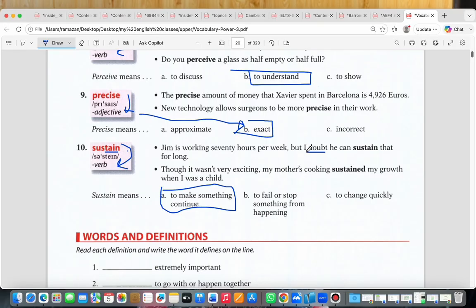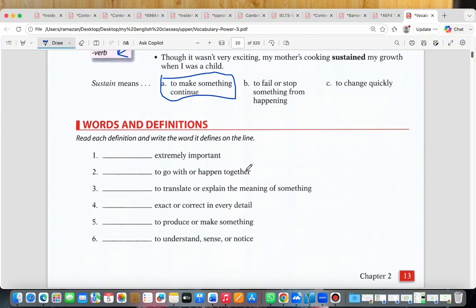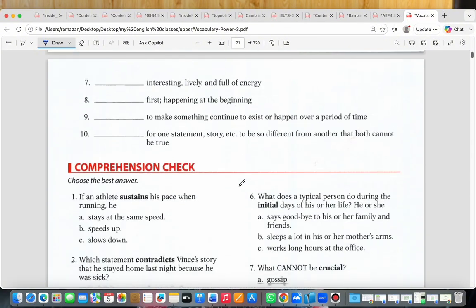Doubt means you don't believe. So sustain means to continue, actually. Or, though it wasn't very exciting, my mother's cooking sustained my growth when I was a child. Okay, my dear students, so we have got exercises here and here.